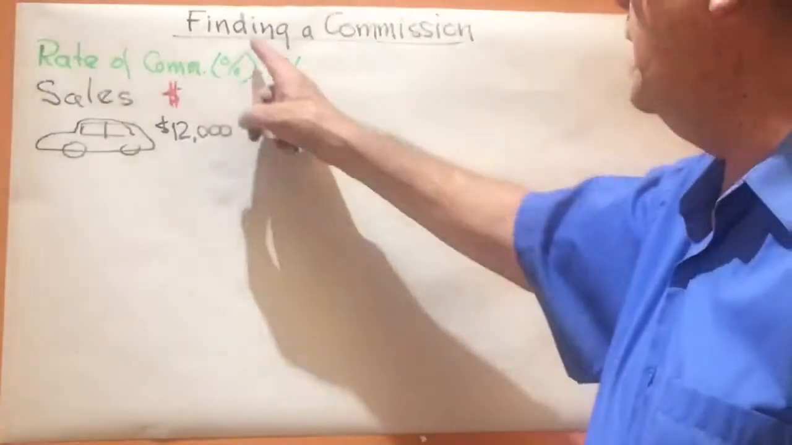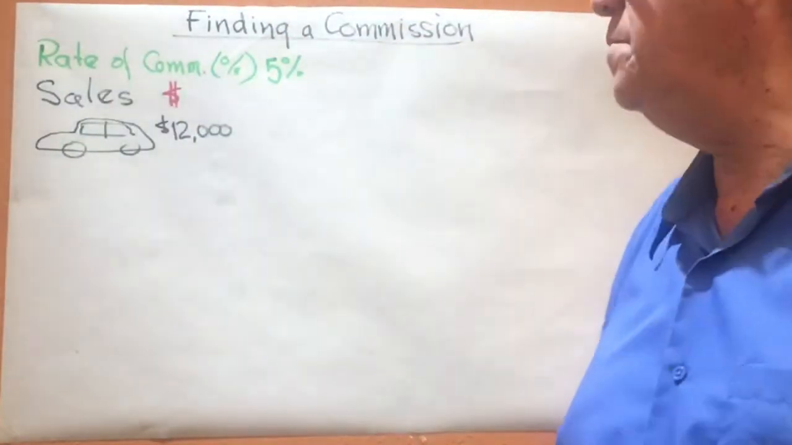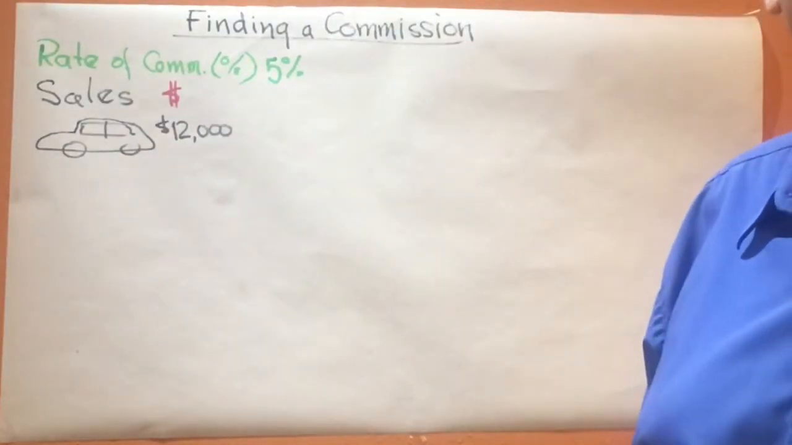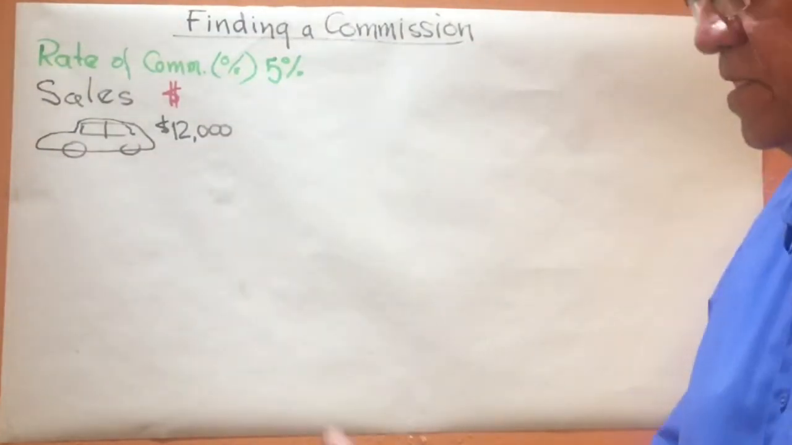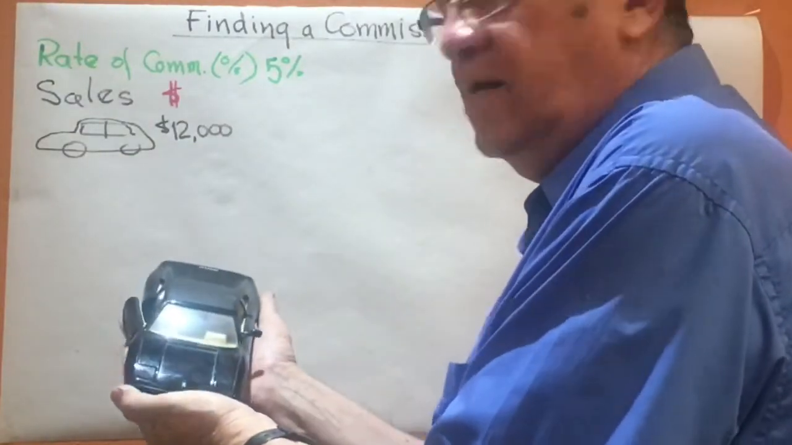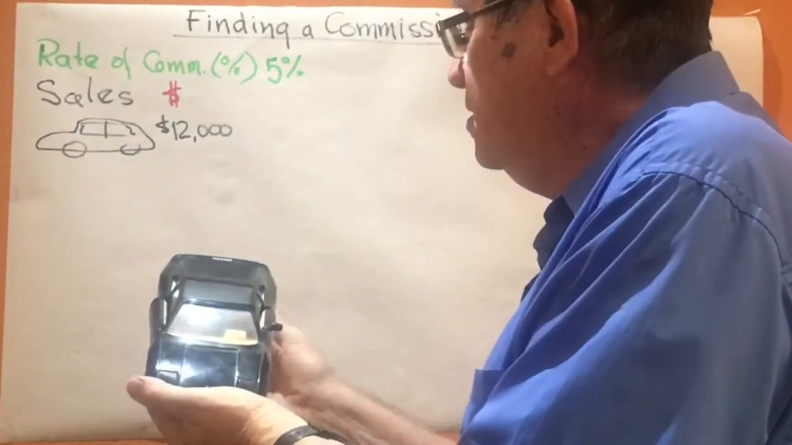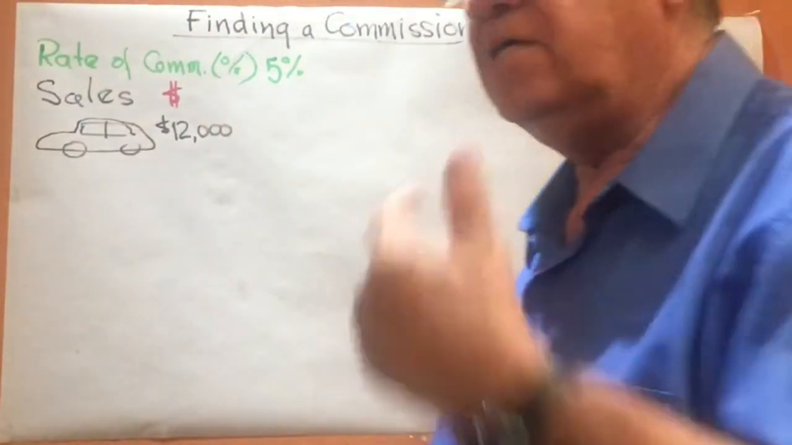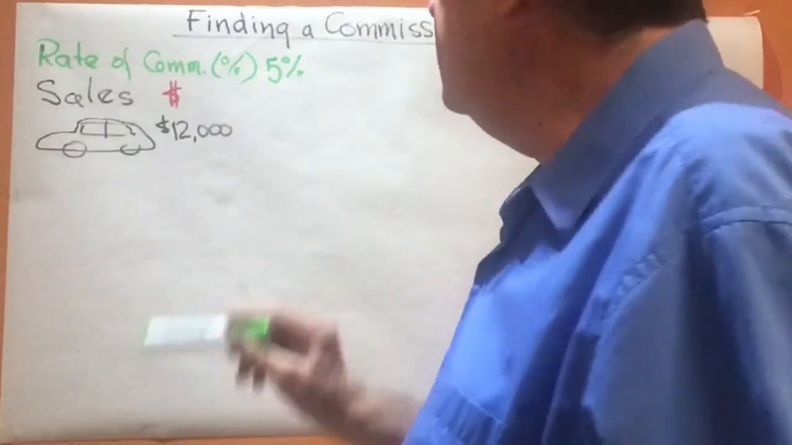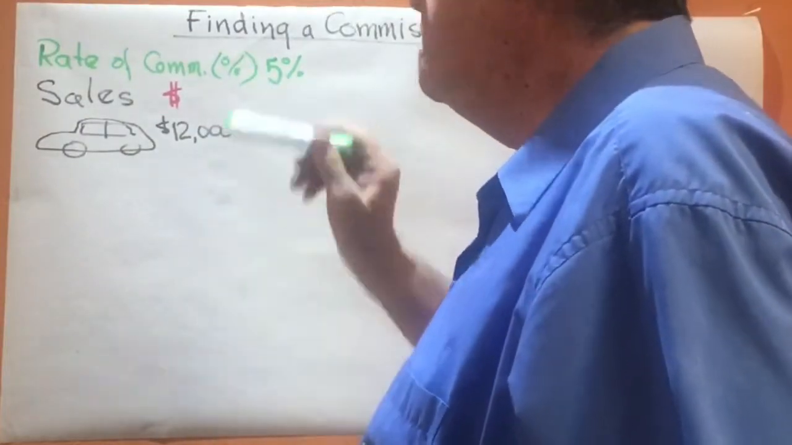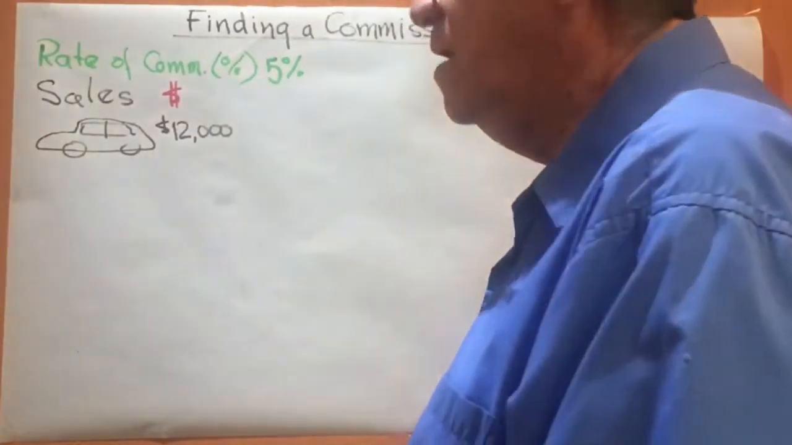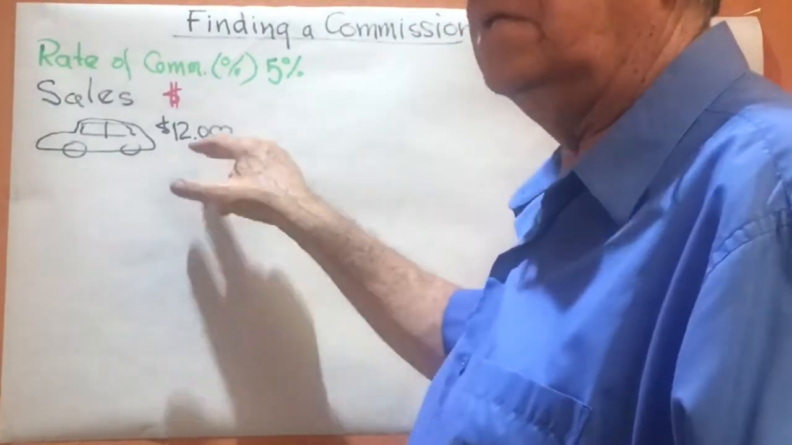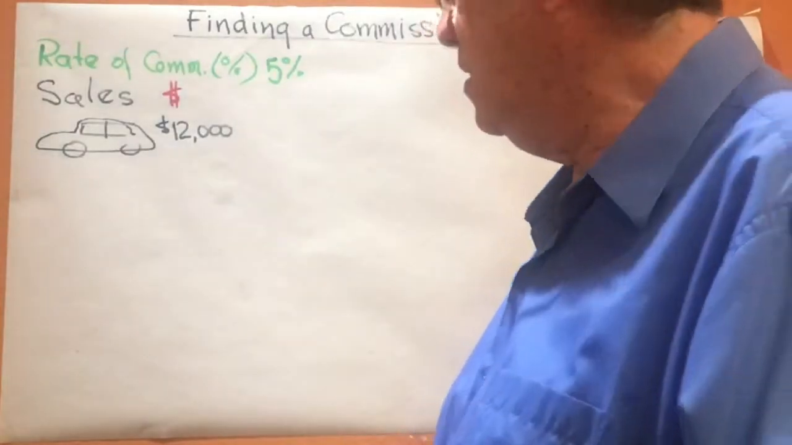Today we're going to talk about finding a commission. A commission is something that you have the option to get when you're working as a salesperson. Let's say that this beautiful car I have is being sold for $12,000, okay? And I sold it. So the company is giving me 5% commission. That means that's the money I'm going to make after the $12,000 as a reward for my sales.